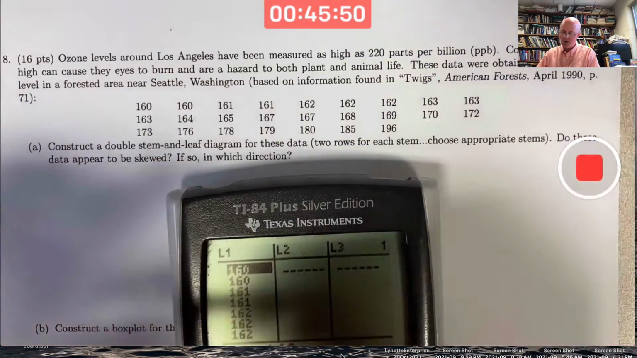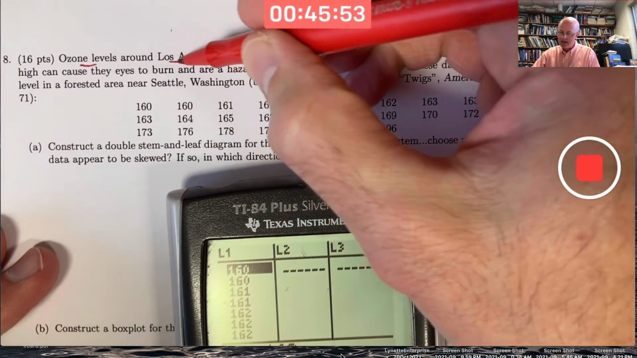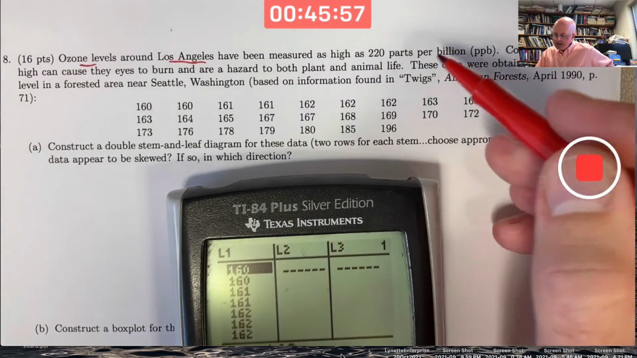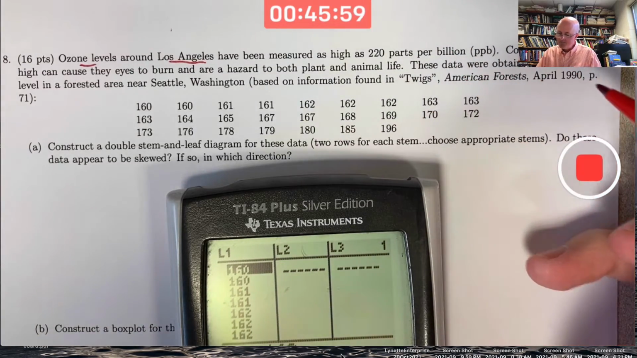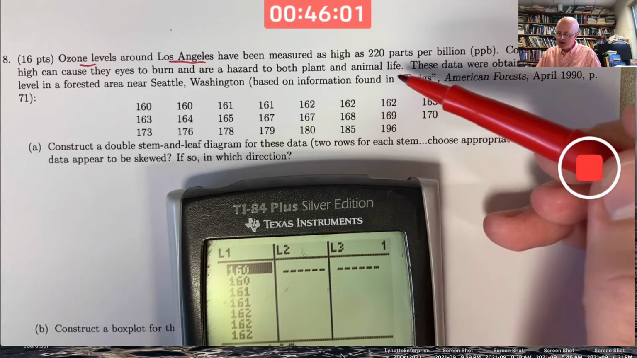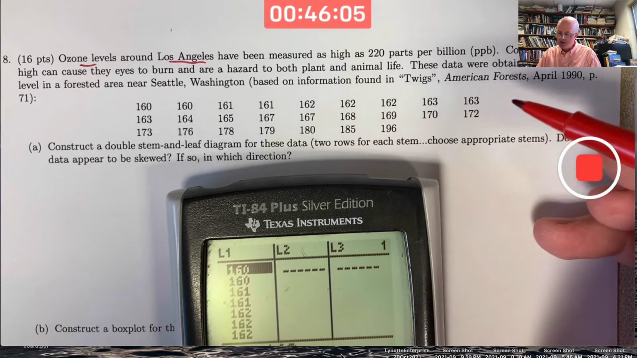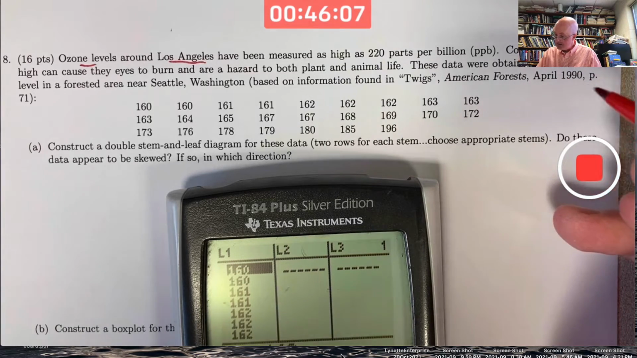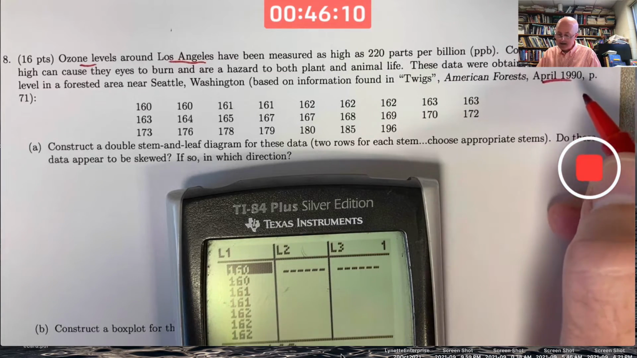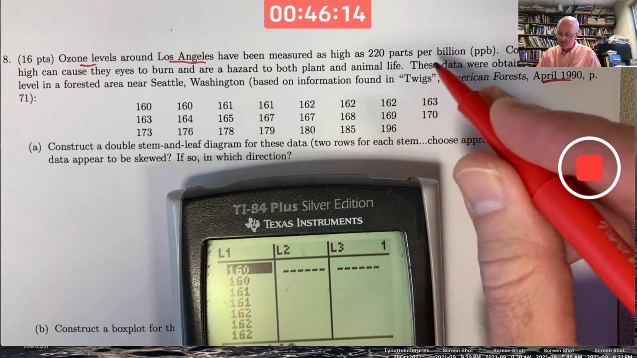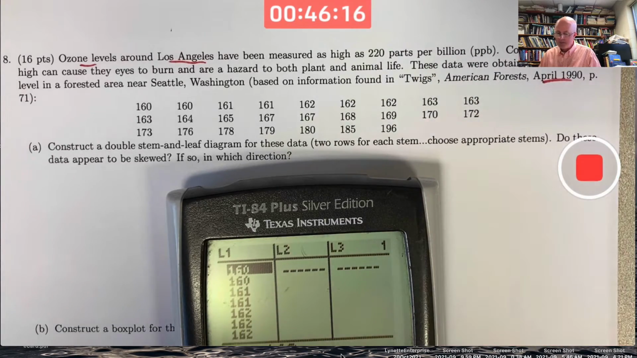What is this about? This is ozone levels around Los Angeles. That's related to smog. Levels have been measured as high as 220 parts per billion. It can cause eyes to burn and is a hazard to plant and animal life. These data were obtained about the ozone level near Seattle, April 1990, in parts per billion. Those seem kind of high. I mean, they're not too far from 220.